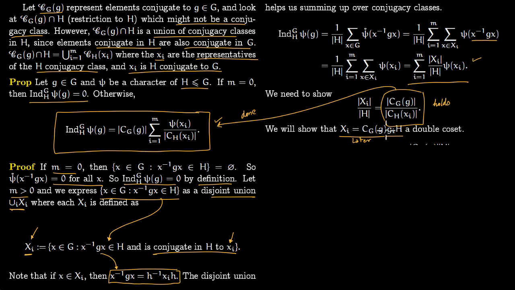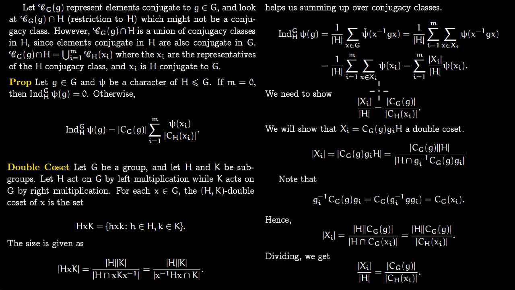If we assume this is true. So before we do this, let us recall what a double coset is. So we have to show this, and we have to assume this is true, and this we are going to show later. So we assume this is true, and we will show this later.